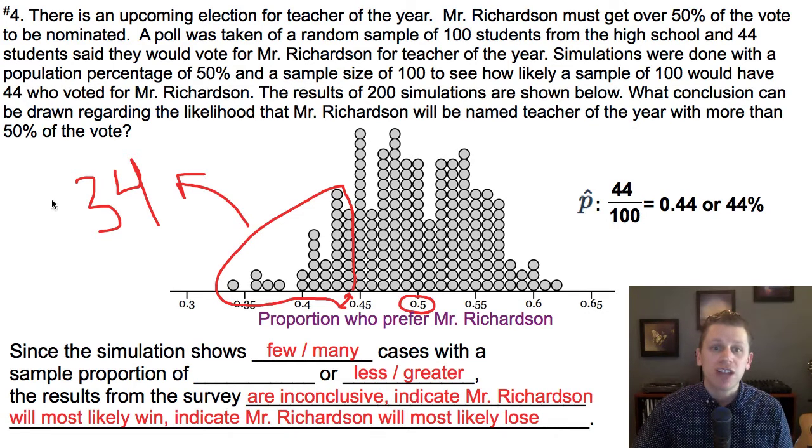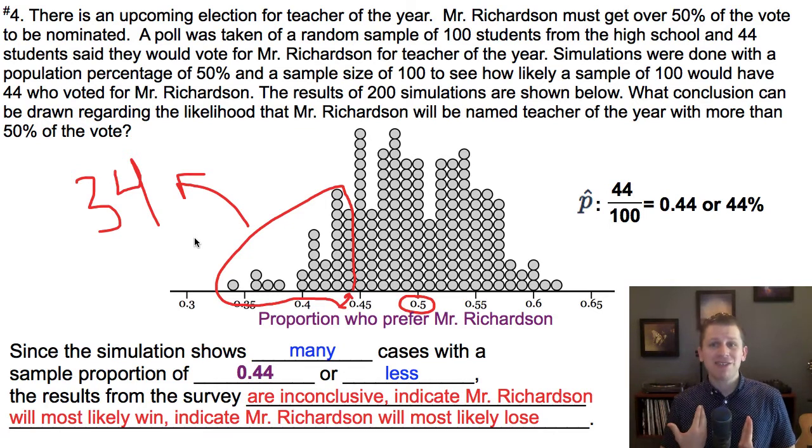So what conclusion can we draw? Well, the simulation showed many cases with a sample proportion of 0.44 or less. We can see that this happened 34 out of 200 simulations, which is 17% of the time. And anything greater than 5% means it's happening a lot of the time. So what does that mean in regards to me getting Teacher of the Year?